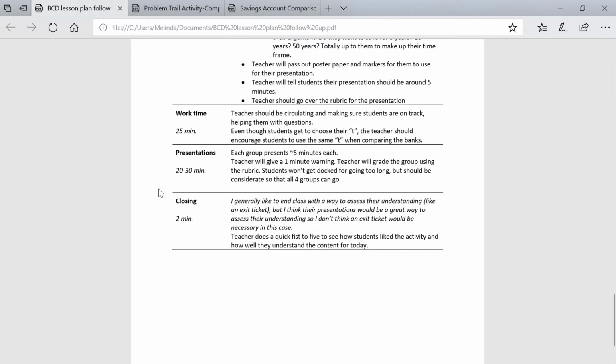The teacher can do a quick fist to 5 to see how they like the activity and how well they understand the content, to see if the students' awareness, self-awareness of their own content knowledge and mastery is the same as what the teacher assessed as well, if that makes sense. So that would be my 2-hour class.